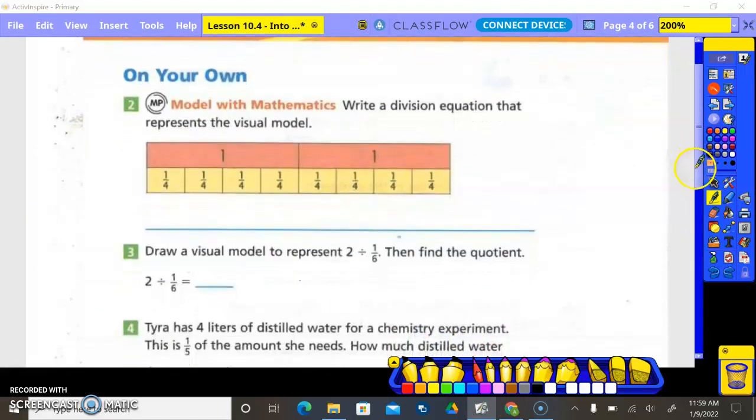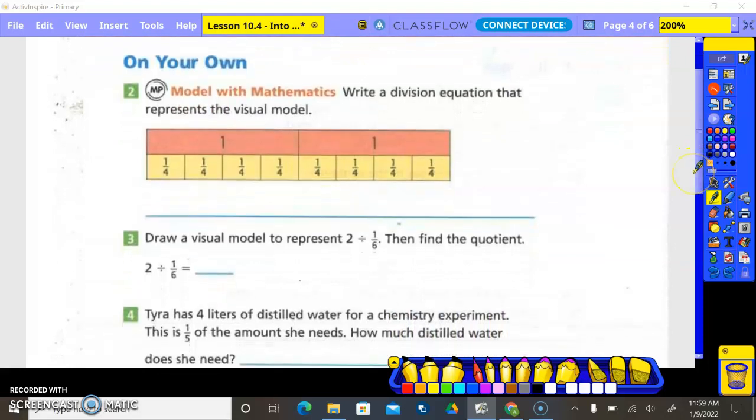On your own, write a division equation that represents the visual model. Out of the orangish colored boxes, we have 2 wholes. That would be our total. So 2 divided by, and then each one of those is broken into 1/4 size pieces. If we count up how many of those 1/4 size pieces we have, we get 8.